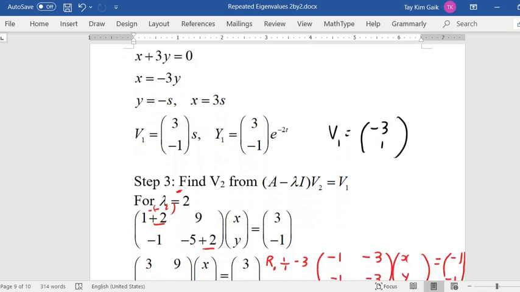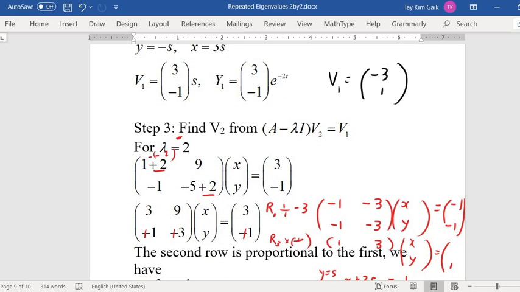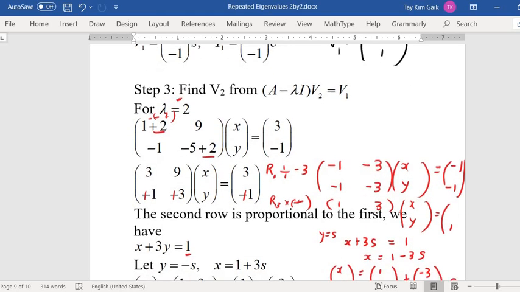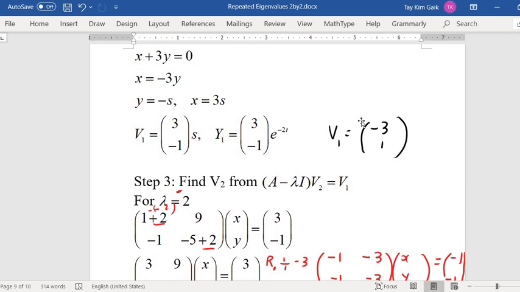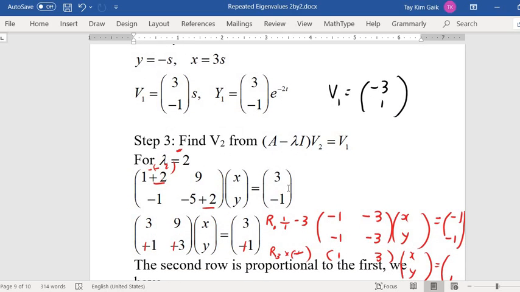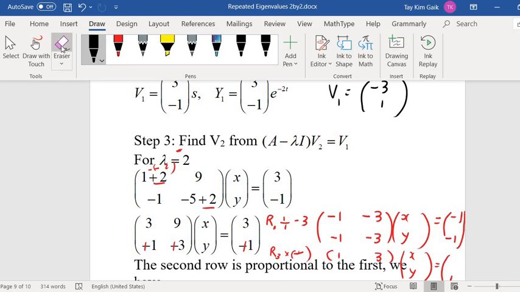And then I find from here, oh, I know what the mistake is. Because my v1 is negative 3 and 1, I cannot take it from here. I must equate it to negative 3. This one is 3, negative 1, not negative 3 and 1. That's why you get a different solution.